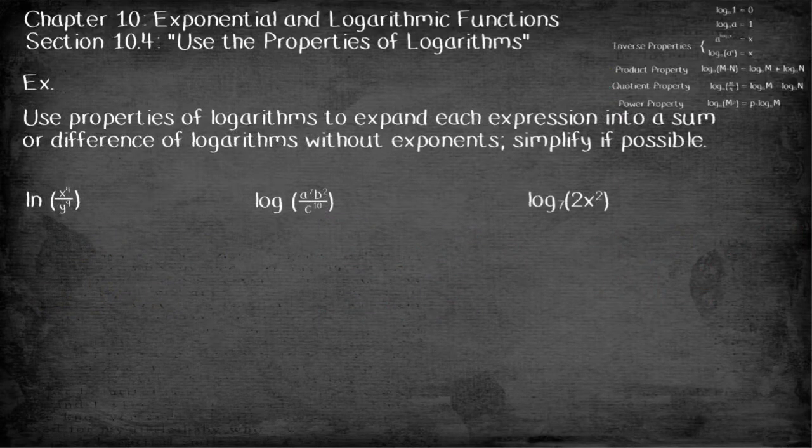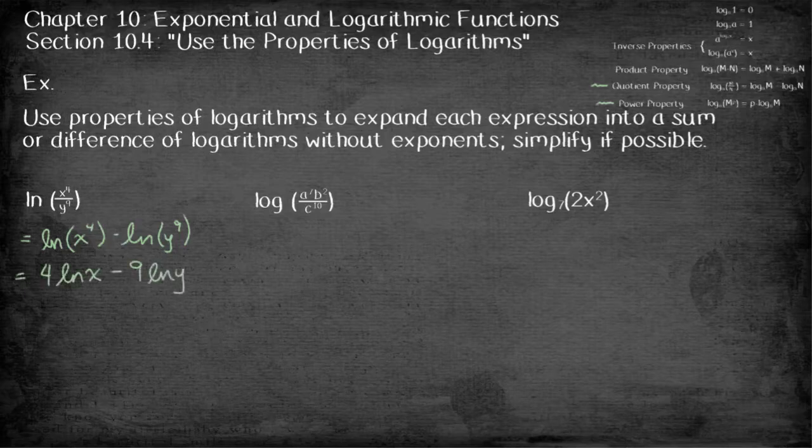Okay, we're going to do now the opposite operation in some sense. We're going to get it as expanded as possible using these properties. So first up, I have the natural logarithm of x to the 4th over y to the 9th. And I know I can apply my quotient property. So that would be ln of x to the 4th minus ln of y to the 9th. And then I can also use this power property because I want it to not have any exponents in the end. I end up with 4 ln x minus 9 ln y.